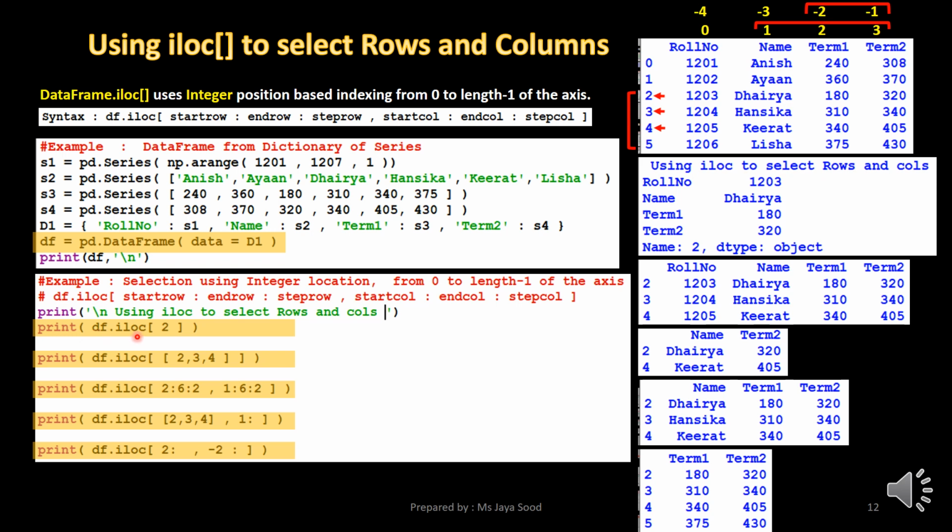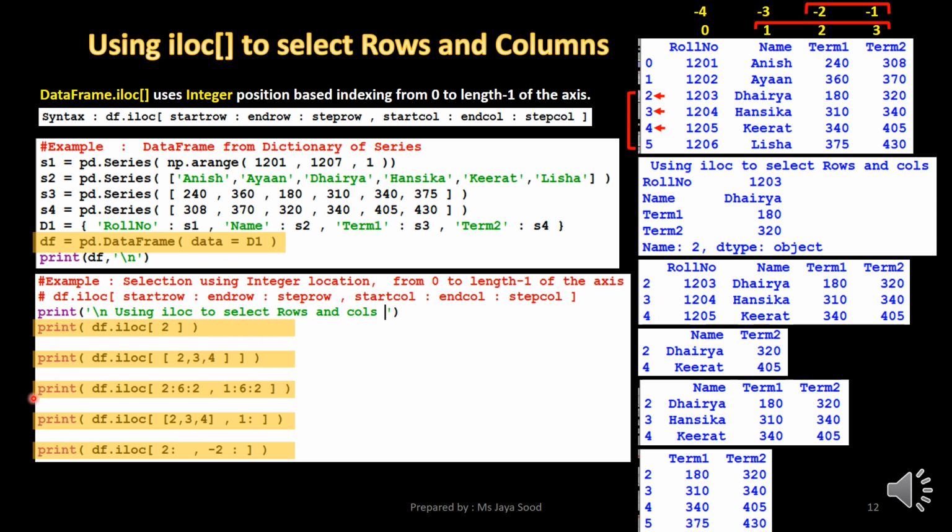Print df.iloc within square brackets 2 will select the row with index 2 as shown here in the output. The next statement, print df.iloc within square brackets a list of row indexes 2, 3, 4 will select the rows 2, 3, 4 as shown here in the output.